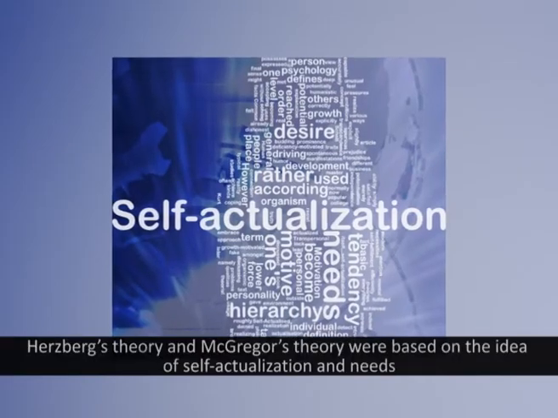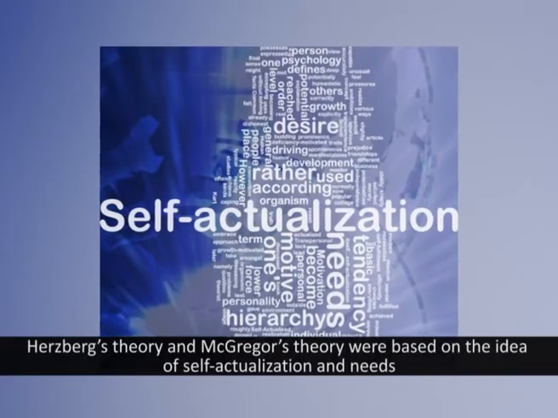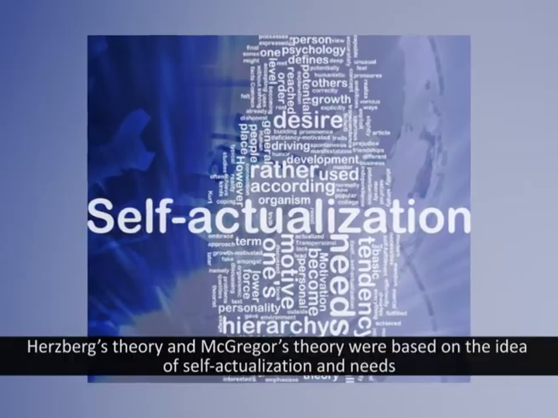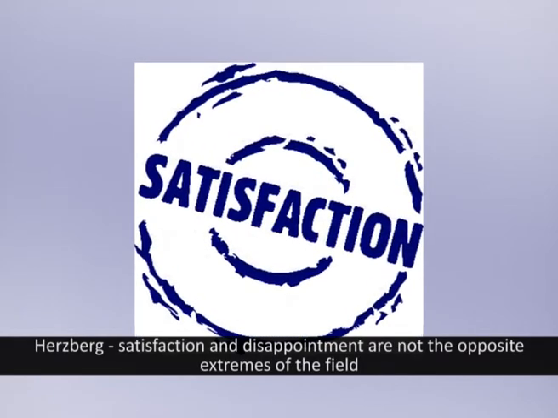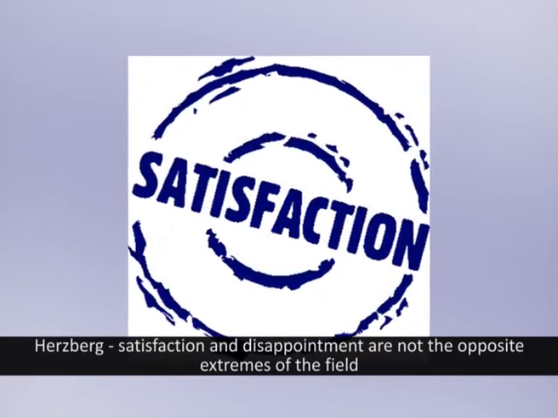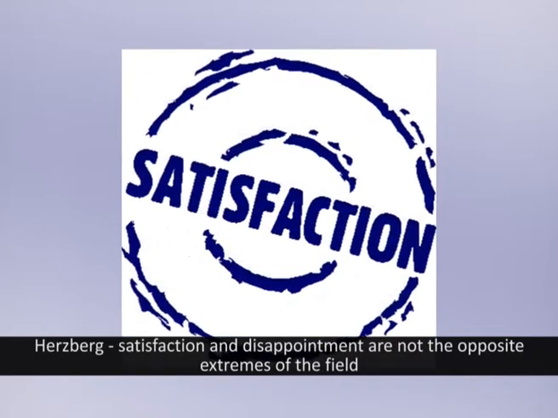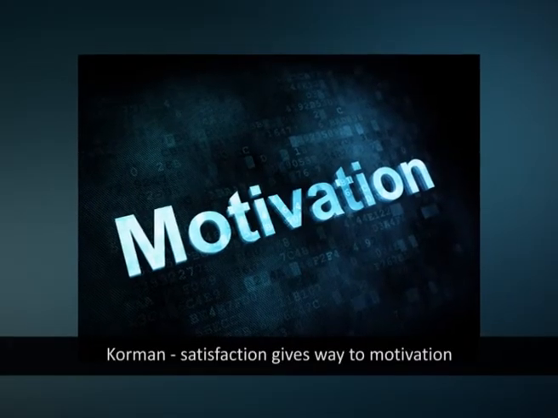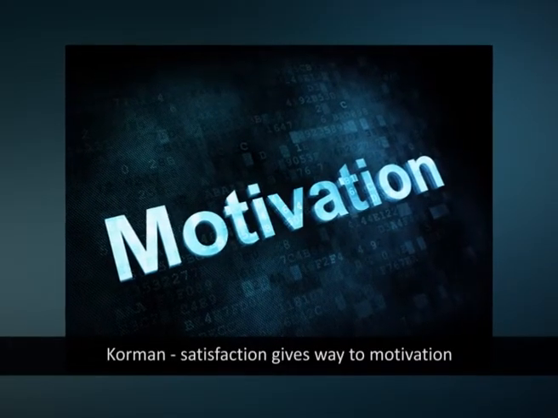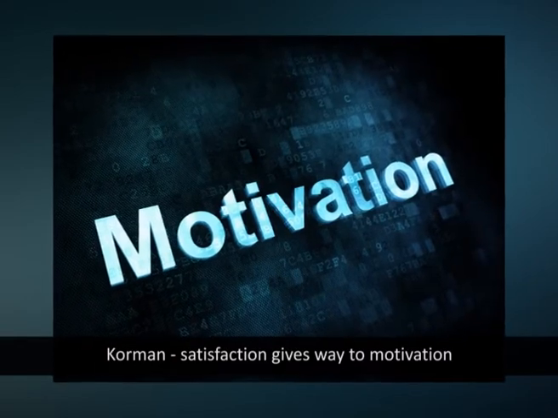Herzberg's theory and McGregor's theory have a lot in common. They find themselves being based on the idea of self-actualization and needs. Herzberg postulated in his two-factor theory that satisfaction and disappointment are not the opposite extremes of this field. Herzberg believes that satisfaction, sense of achievement and respect give way to motivation. Disappointment is usually due to hygiene, corporation policy and administration.